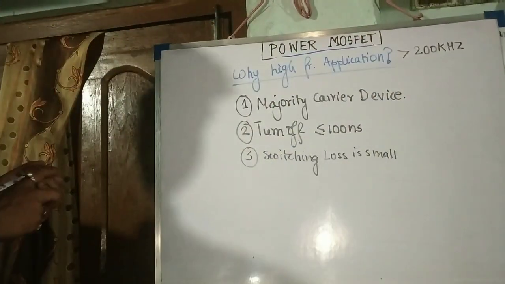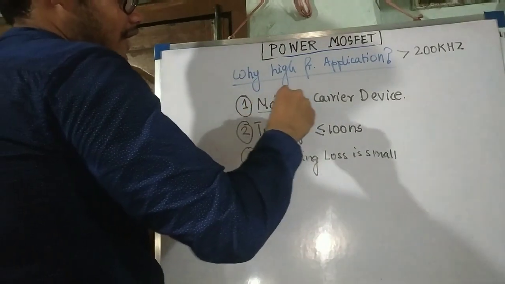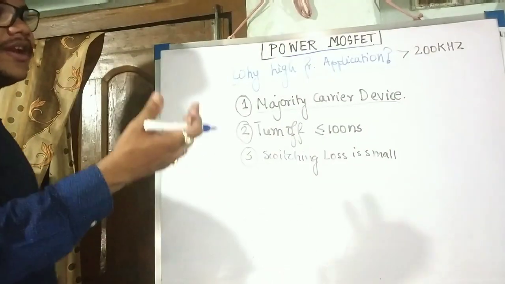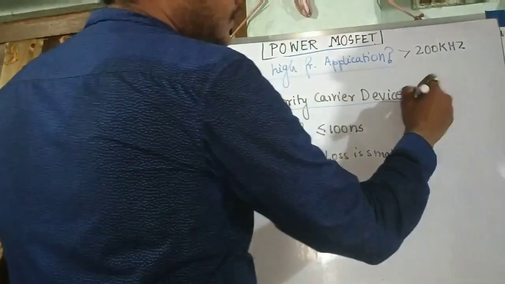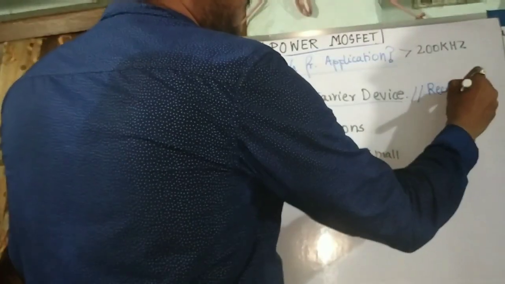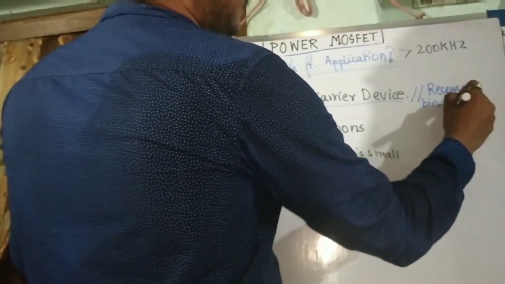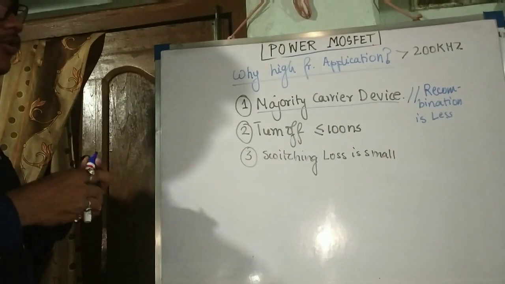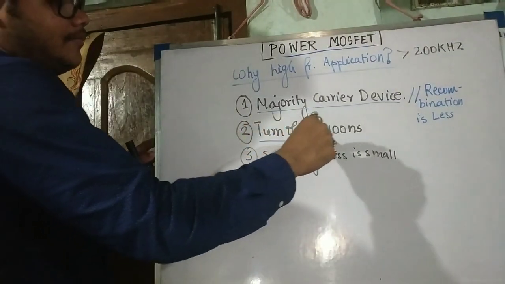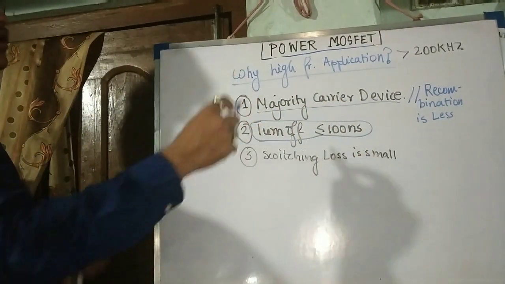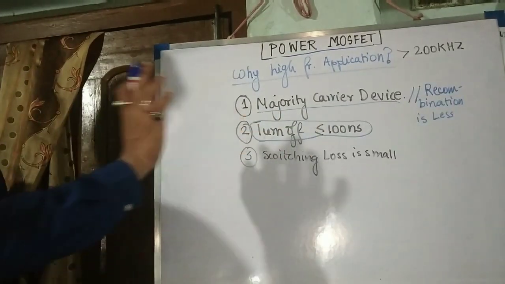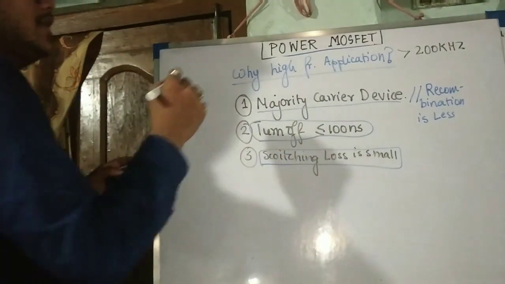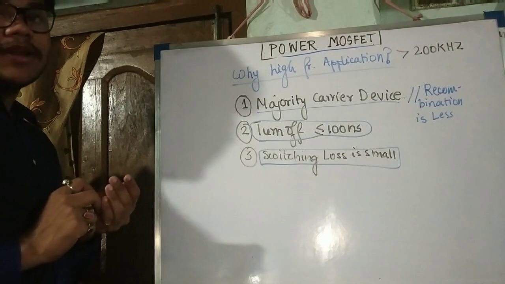So what are the main causes? The majority carrier. As it is a majority carrier device, the recombination of the other carriers, that is minority carrier, is very less. Recombination is less. So as the recombination is very small, the turn off process becomes faster. So it is around less than or equal to 100 nanosecond, and the switching loss is very small. That's why the power MOSFET is used for high frequency application.